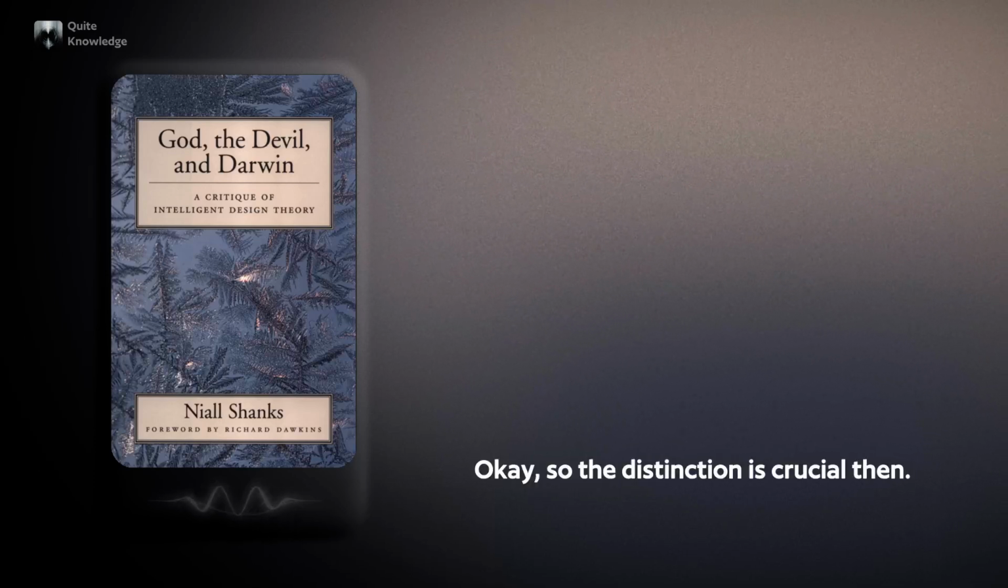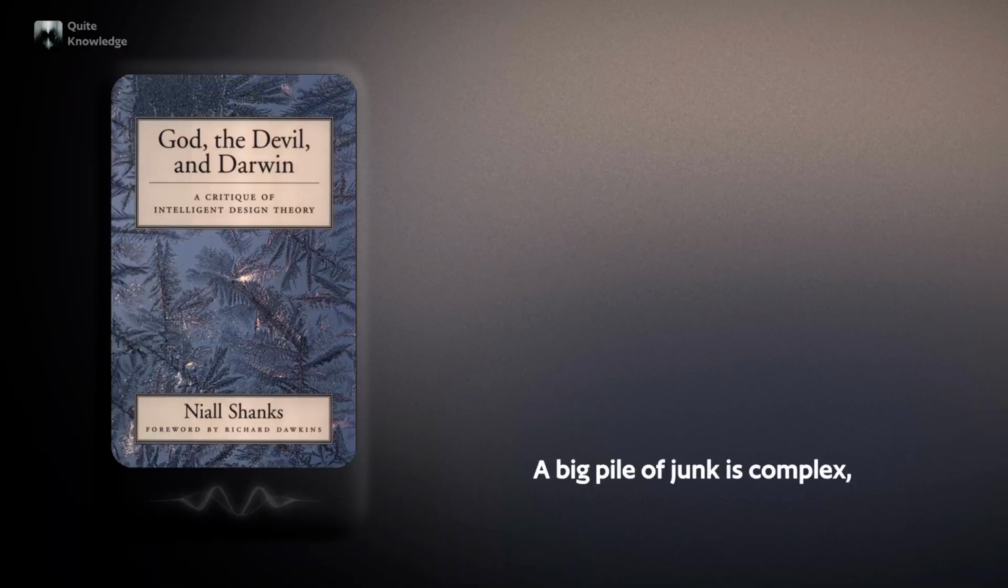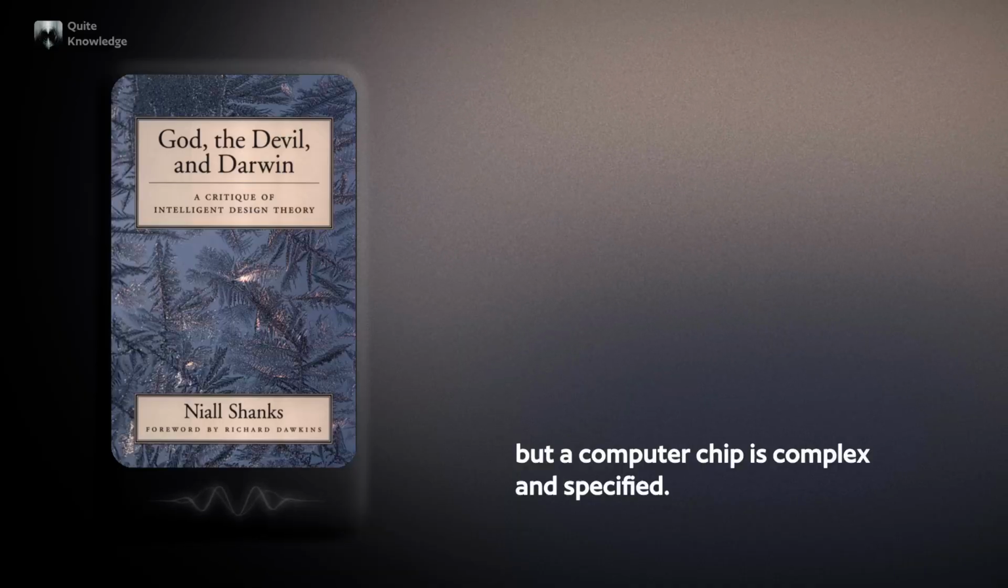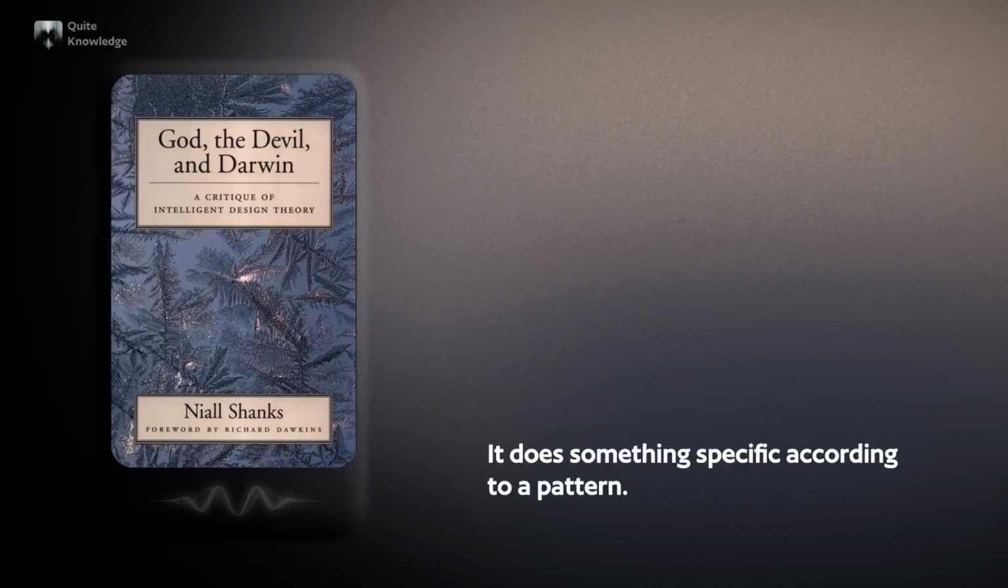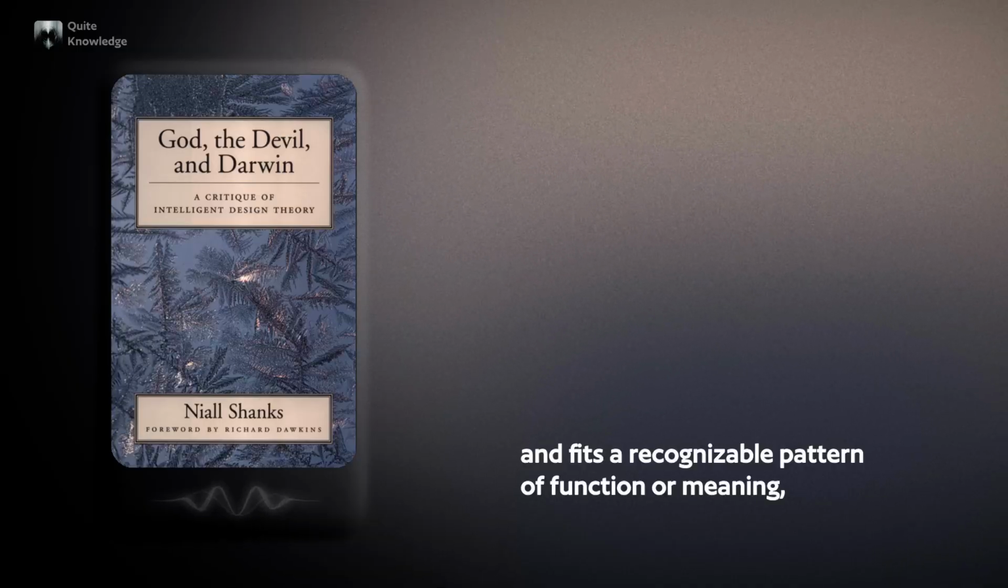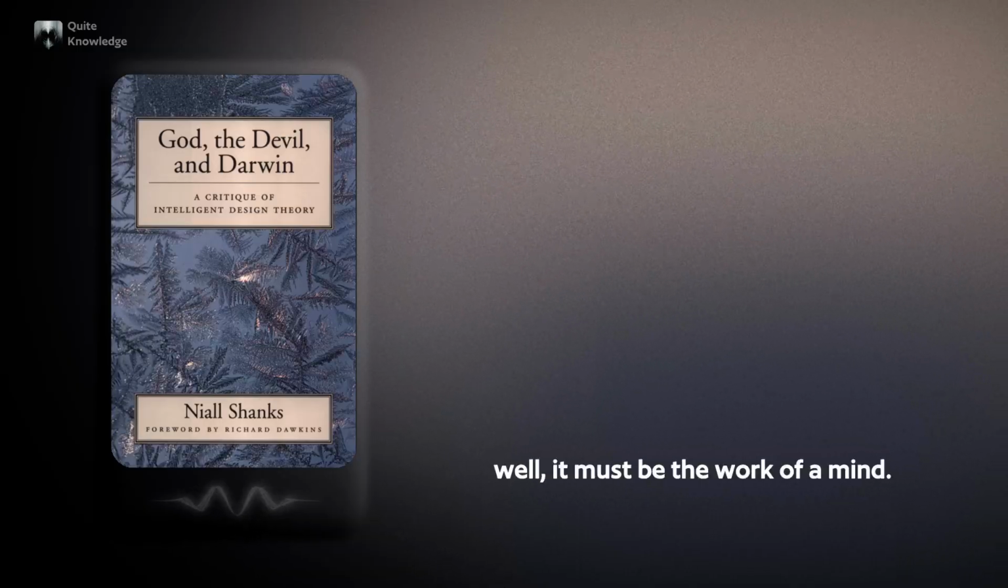Okay. So the distinction is crucial then. A big pile of junk is complex, but a computer chip is complex and specified. It does something specific according to a pattern. That's the idea. ID theorists argue that if you find something that's both highly unlikely to happen by chance and fits a recognizable pattern of function or meaning, well, it must be the work of a mind.